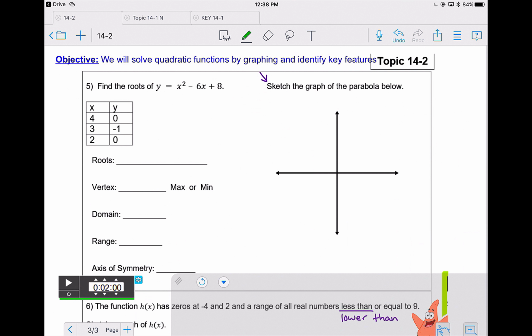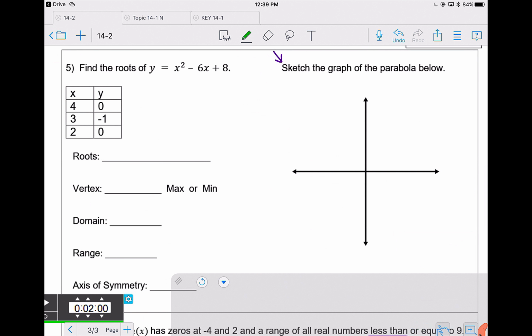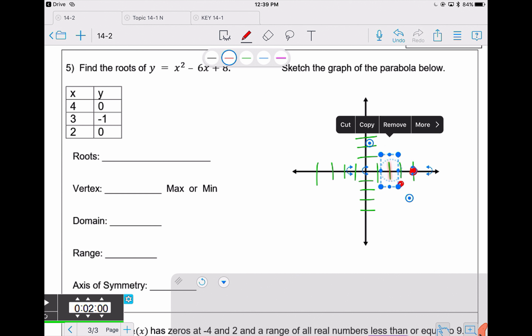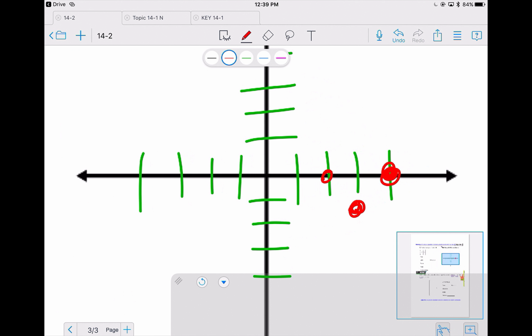Five asks me to find the roots of x squared minus 6x plus 8, and they ask me to use the table and sketch the graph of the parabola below. So we have the table with the x's and the y's. We're just going to draw a rough sketch with this table. So 4, 0: I need to go out to 4 on the x-axis. The point 4, 0 would be there. We go to the right 4 and nowhere up or down. 3, negative 1 would be to the right 3 and down 1. And 2, 0 would be to the right 2, and then not going up or down any.